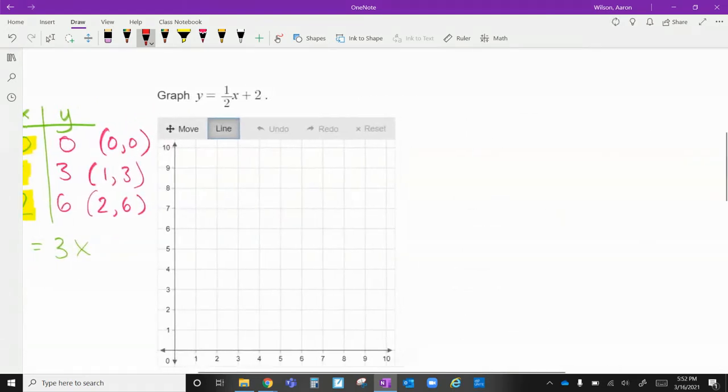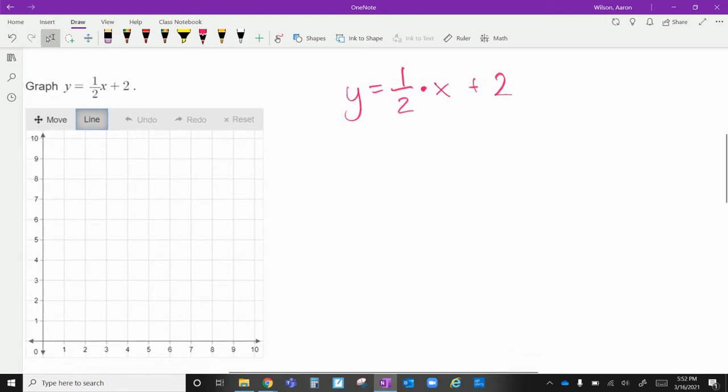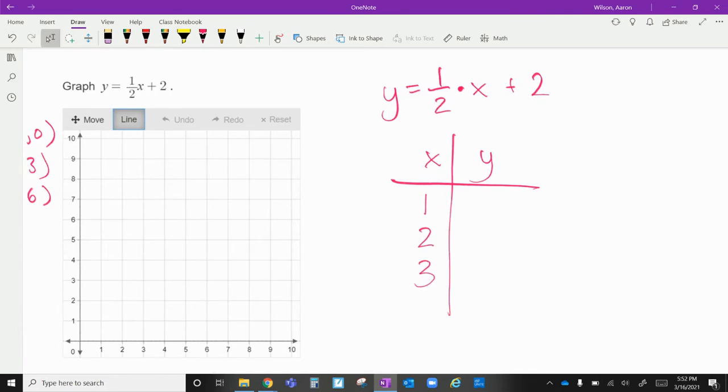We're going to do another one, a harder one this time. So this equation reads y is supposed to be equal to 1/2 of x, which of course means multiplication, 1/2 multiplied by x, plus 2. We have to graph these. How do we graph them? Well, it's simple. Pick some easy numbers. So I'm going to make my x and y table, and let's just go with 1, 2, and 3. If these don't work, we can pick different ones, but it's going to be pretty simple.